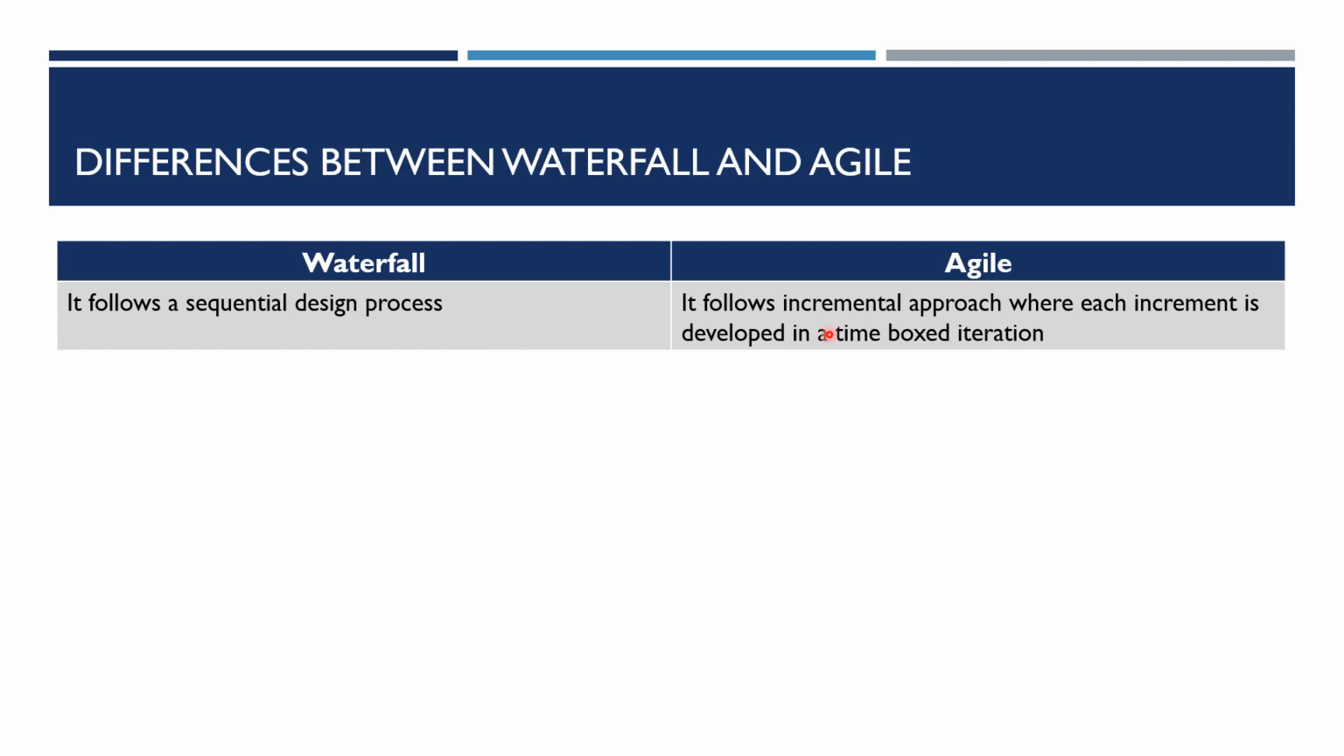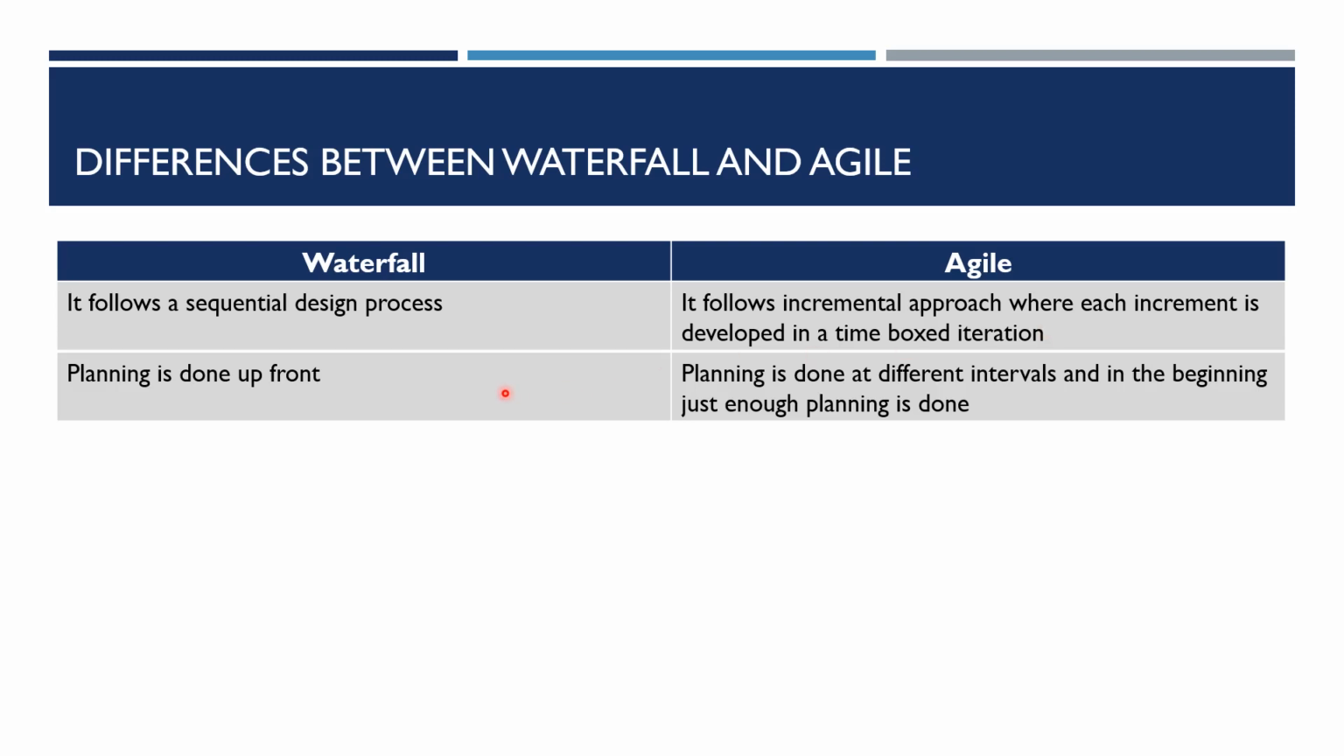In Agile, we follow the incremental approach where each increment is developed in a time box iteration. So in Agile, it's like an increment, right? In that iteration, what we are going to deliver, we do everything within that iteration. We do the planning, we do the design, we do the requirements gathering, we do the build and test and deploy as well.